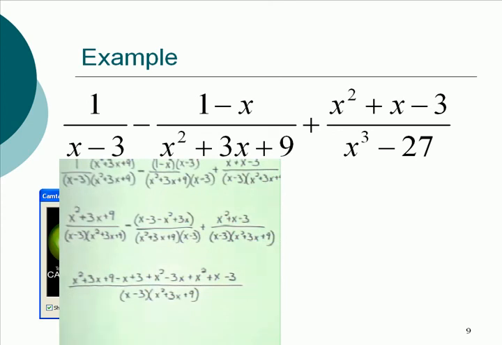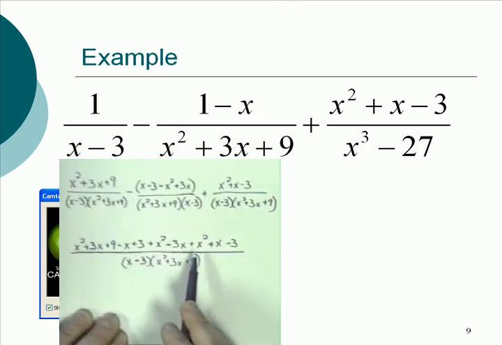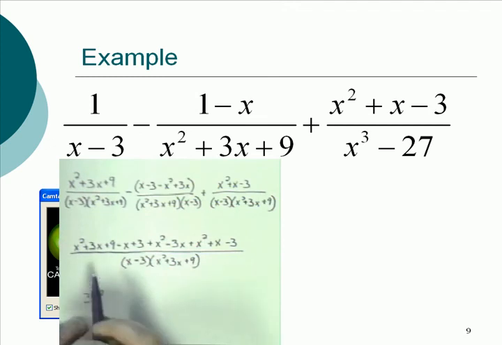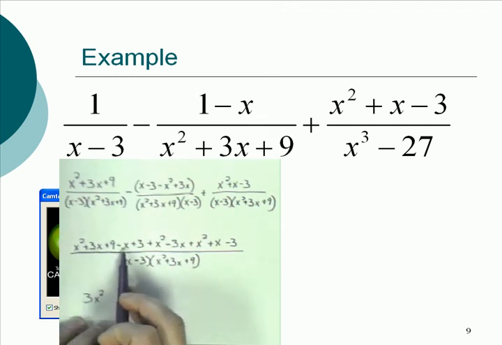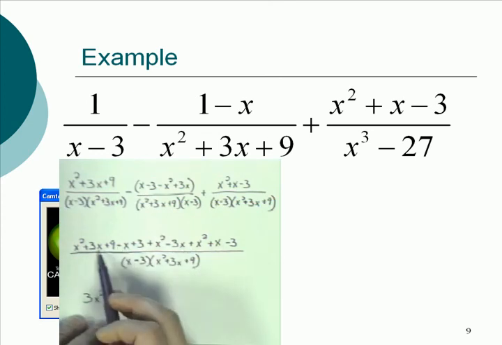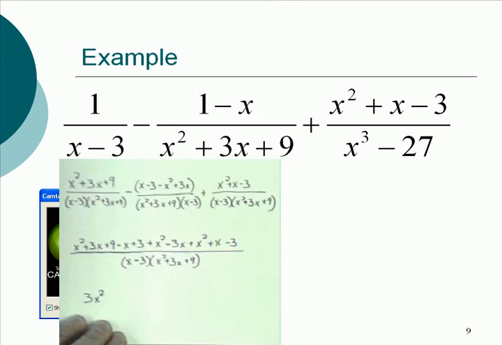And finally, we can combine like terms. First of all, let's count up our x squared terms. We have 1, 2, 3 x squared terms. So we have 3x squared. Count up our x terms. We have 3x minus x minus 3x plus x. That leaves us with 0 x terms. And now we count up our constant terms. We have 9 plus 3, that's 12. Minus 3, that leaves us with a constant of plus 9. So this entire numerator, when we combine all of our like terms, becomes 3x squared plus 9.